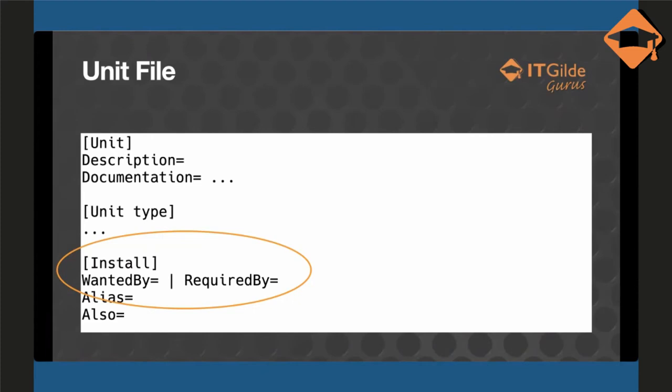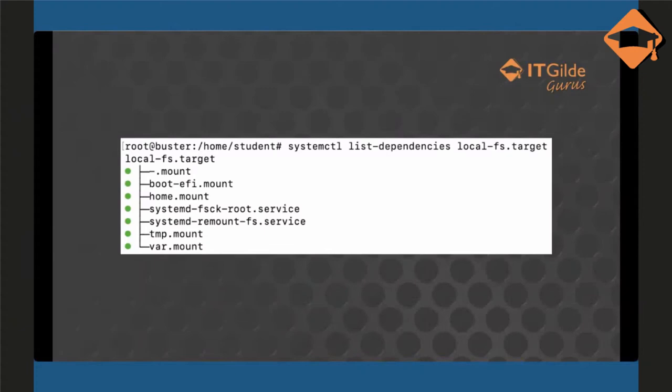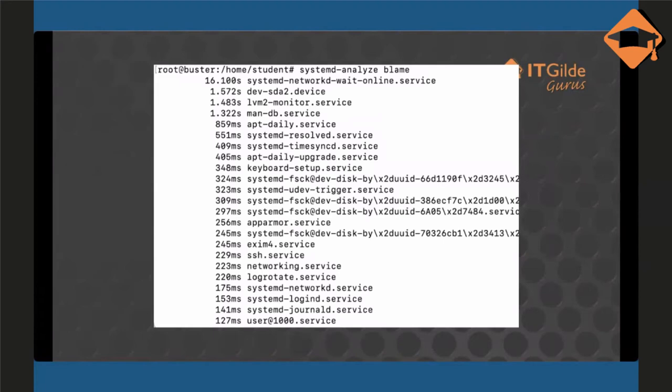The list-dependencies parameter of systemctl can show the configured dependencies for you and their order. The biggest problem of this command is that the list can be overwhelming, and then it can take a lot of time to check all the services this way. Luckily, another utility is available for you. It makes it much easier. systemd-analyze.